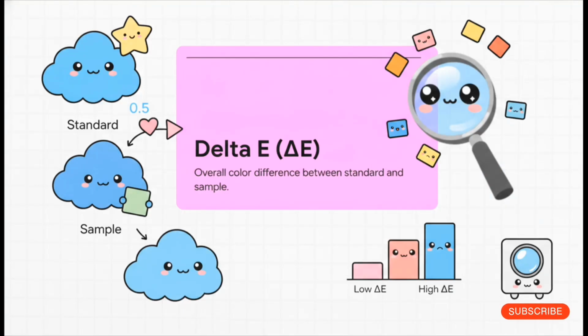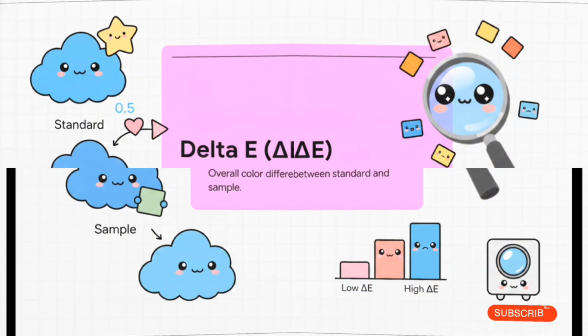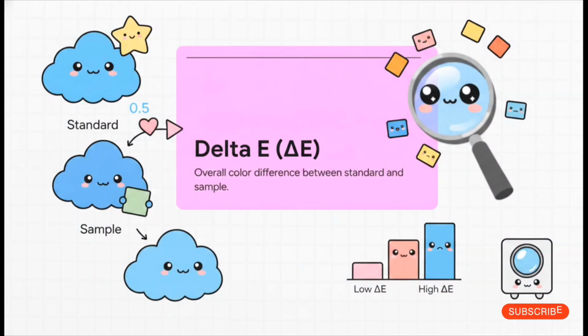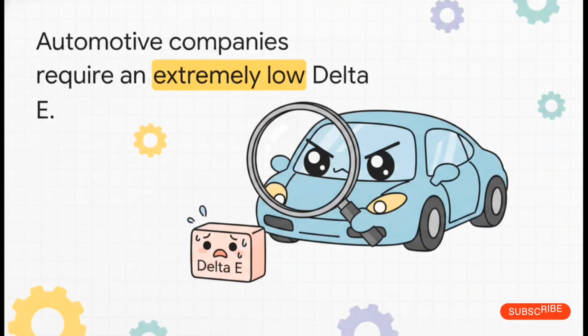But honestly, of all the metrics on the dashboard, this next one is perhaps the most critical for an engineer, and that's delta E. Delta E represents the overall color difference between your perfect standard and your current sample. The rule here is incredibly simple. A lower delta E number means a much, much better match. To put this into perspective, the automotive industry requires an extremely low delta E. They maintain incredibly strict tolerances to guarantee flawless quality control across all their parts. There's virtually zero room for error here.